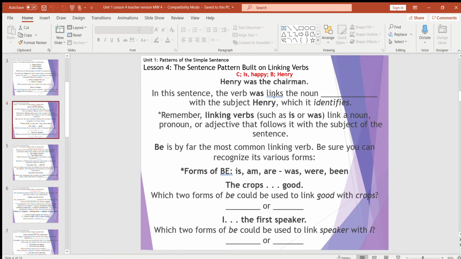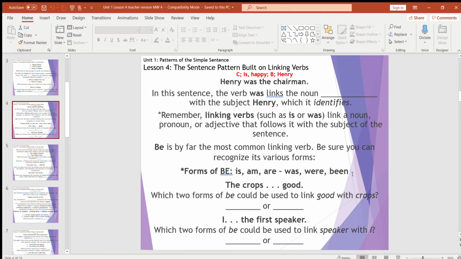So, Henry was a chairman. In this sentence, the verb was is being used to link what noun to the subject Henry, which it identifies? Who was Henry? He was the chairman. So remember, linking verbs such as is or was, or any form of be, link a noun, a pronoun, or an adjective that follows it to the subject of the sentence. And of course, be is the most commonly used linking verb. That's why I say it's the most important verb in the English language, or any language for that matter.